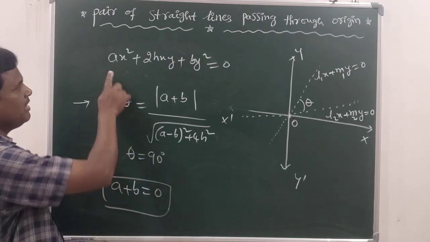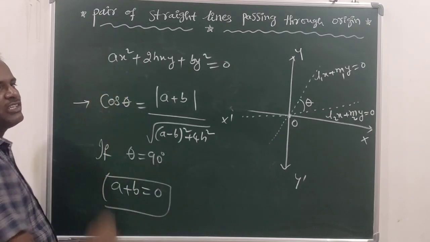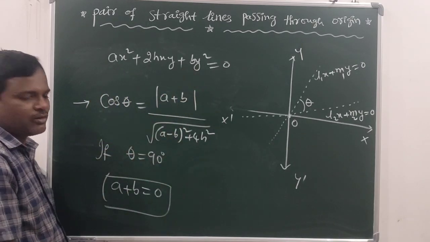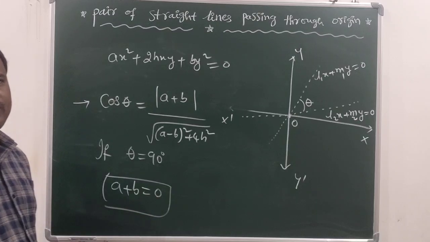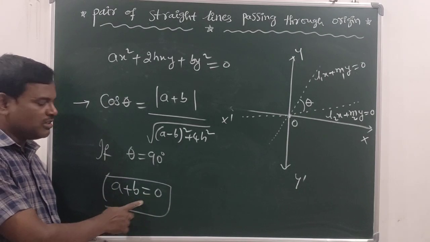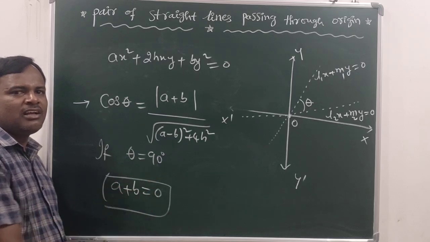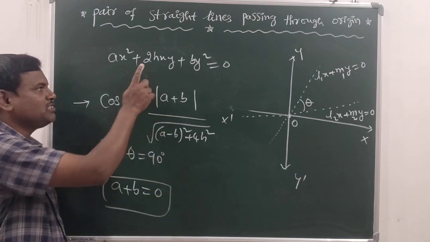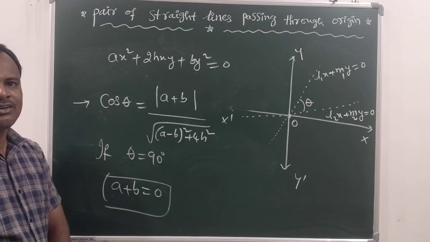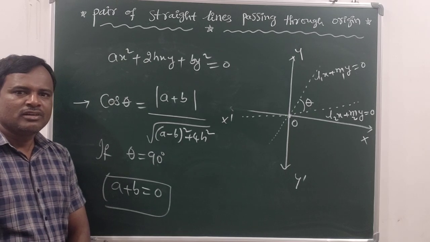What is a? In the standard form, the coefficient of x square. What is b in the standard form? The coefficient of y square, whose sum should be equal to 0. Coefficient of x square plus coefficient of y square equal to 0 whenever the angle between the pair of lines represented by this is 90 degrees. Okay, students? Thank you.